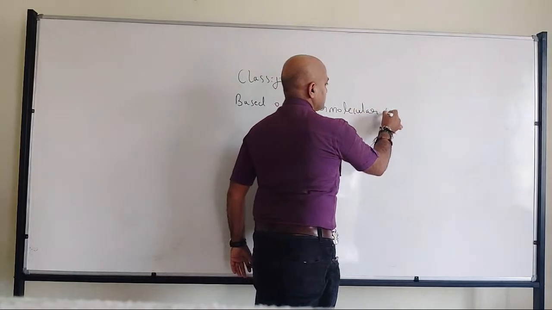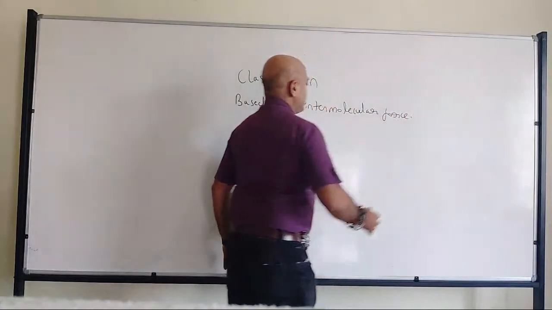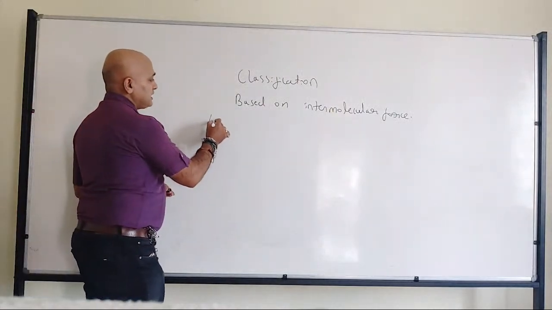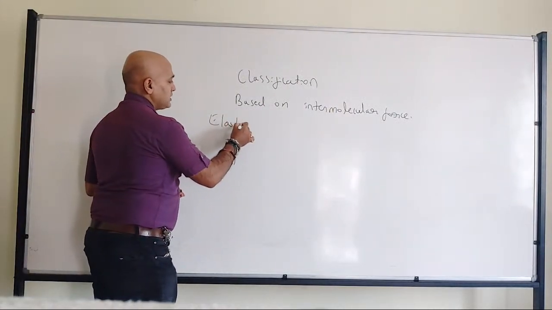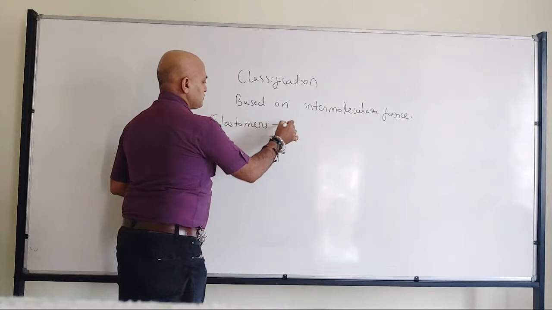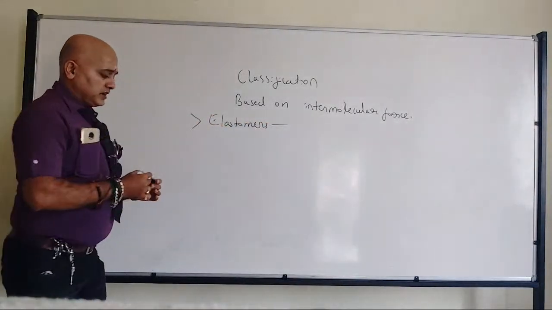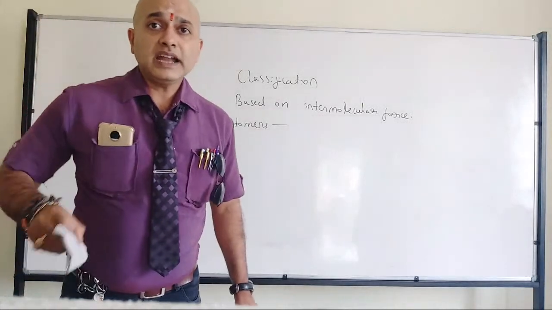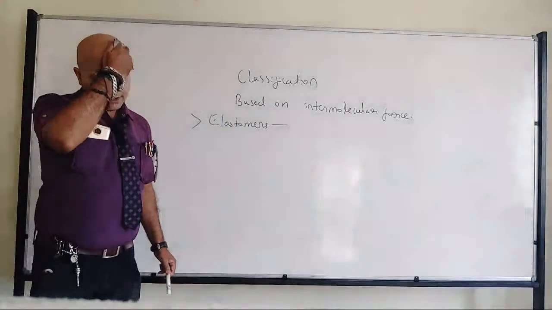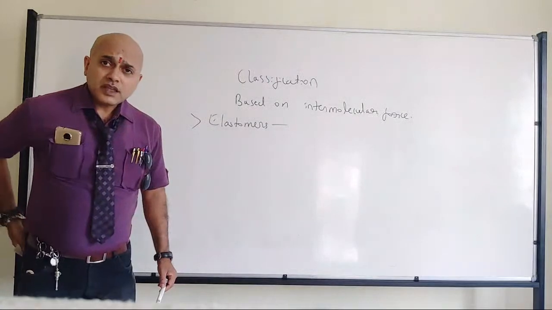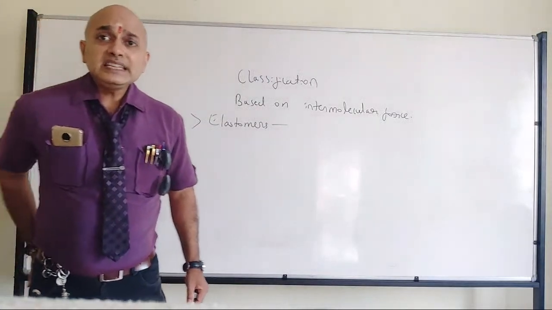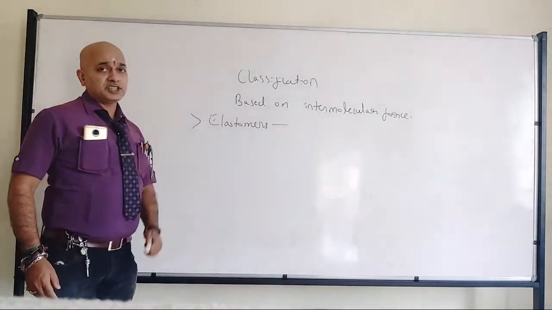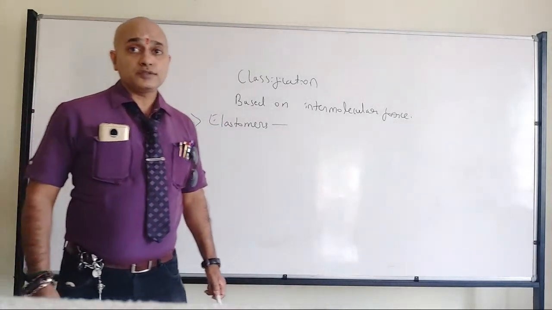Classification can be based on intermolecular force, right? In that, the first one is elastomers. Once they had asked about elastomers, right? So elastomers are those polymers which have the least intermolecular force. They have the least intermolecular force.